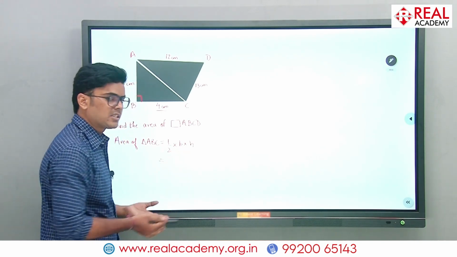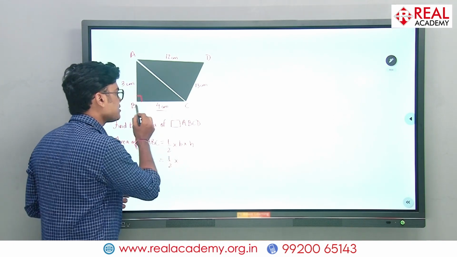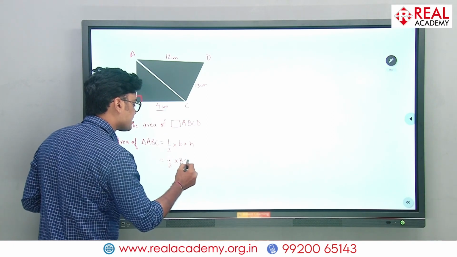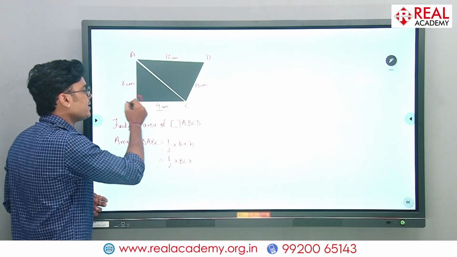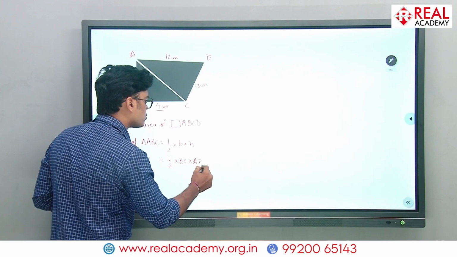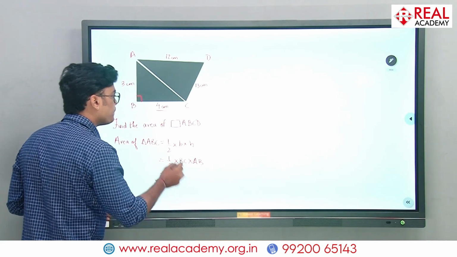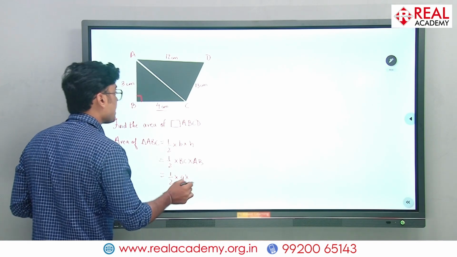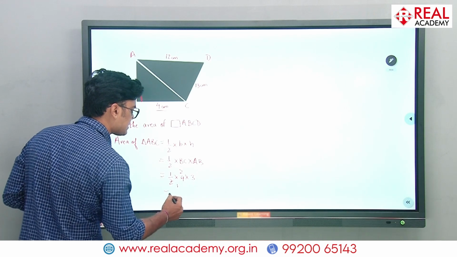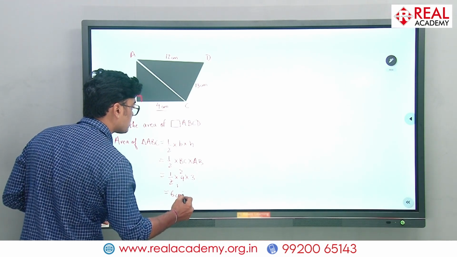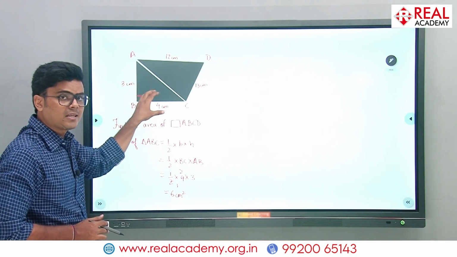Let us also mention what the base and height are here. Half multiplied by the base of this triangle, which is side BC, multiplied by the height of this triangle, which is side AB. Okay, so all you have to do is substitute the values of their lengths here. BC is 4, AB is 3. So the answer is 6 centimeter square. Okay, we got the area of one of the triangles, 6 centimeter square.